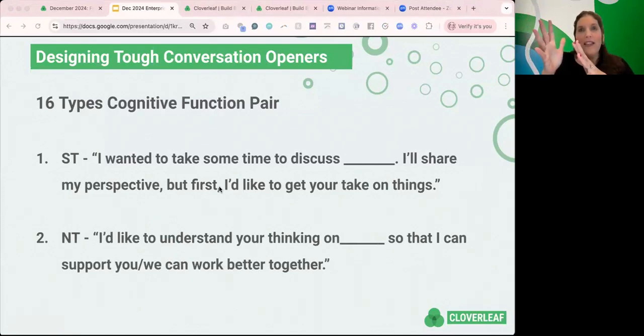So you might want to lead off by expressing that you are wanting to explore or learn. So you might want to say something like, I'd like to understand your thinking on this project so that I can support you so that we can work together better. So you see how I'm wanting to learn, right? So you're starting off right away by expressing that.